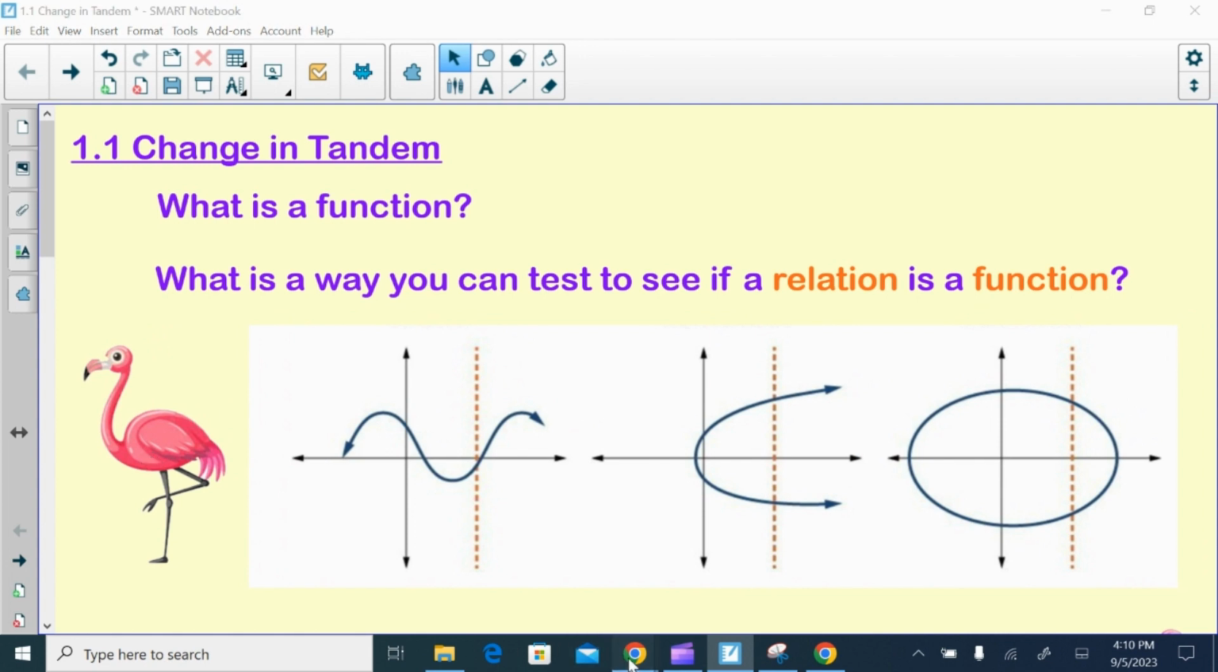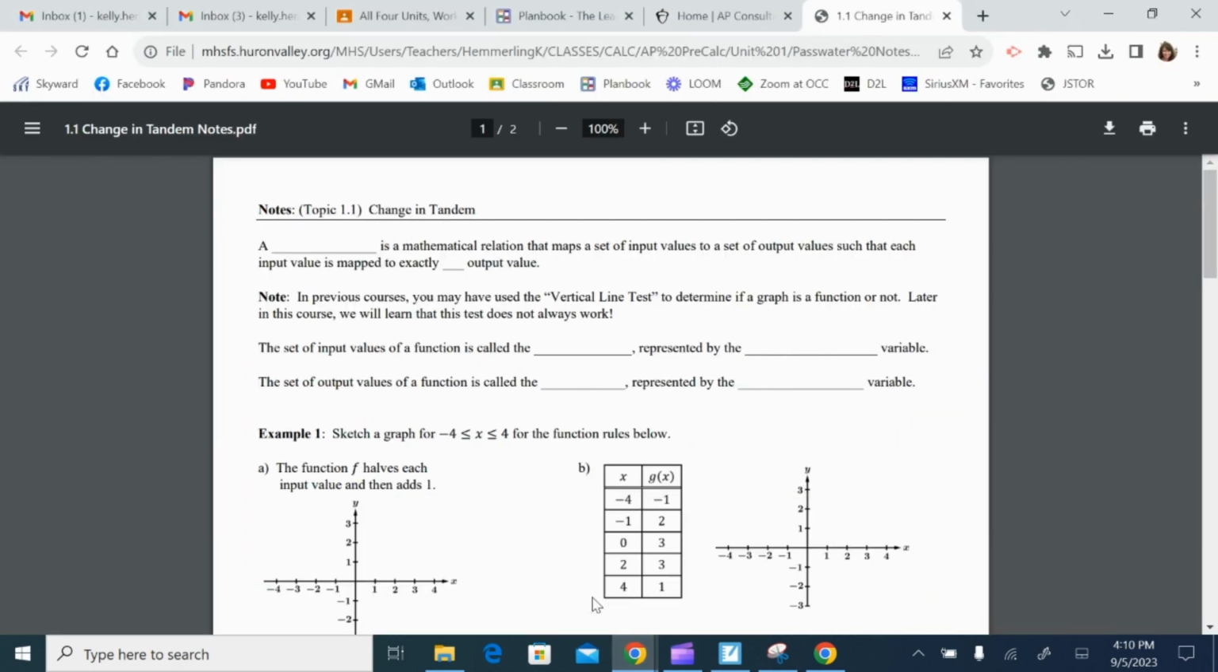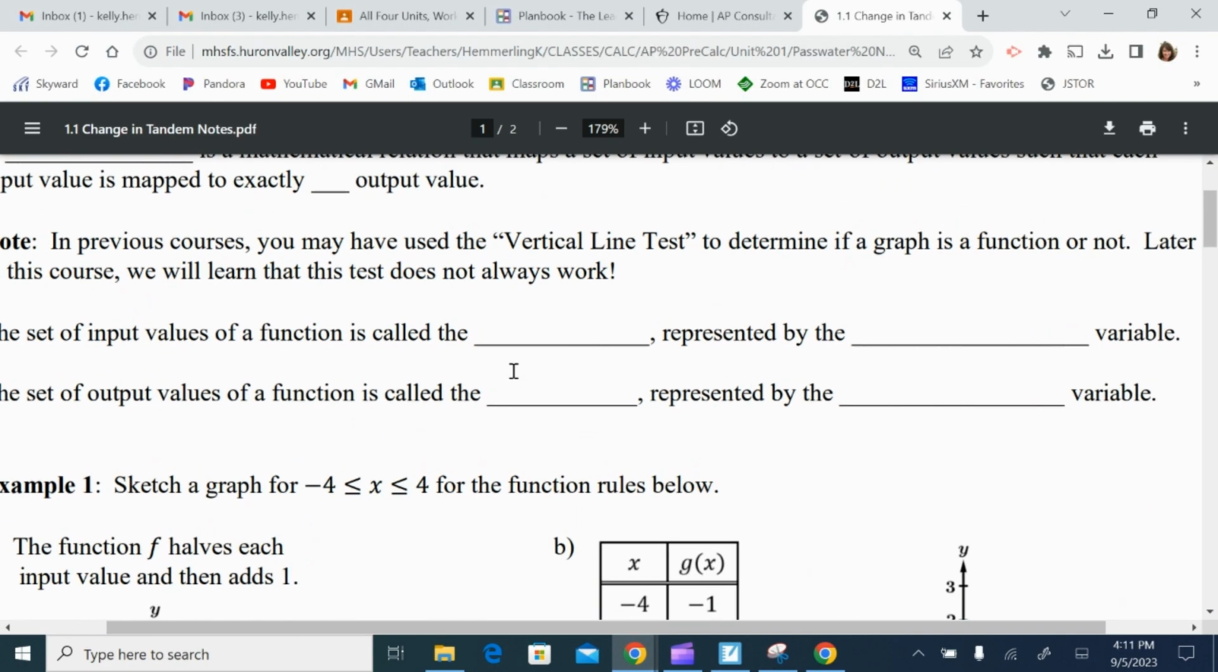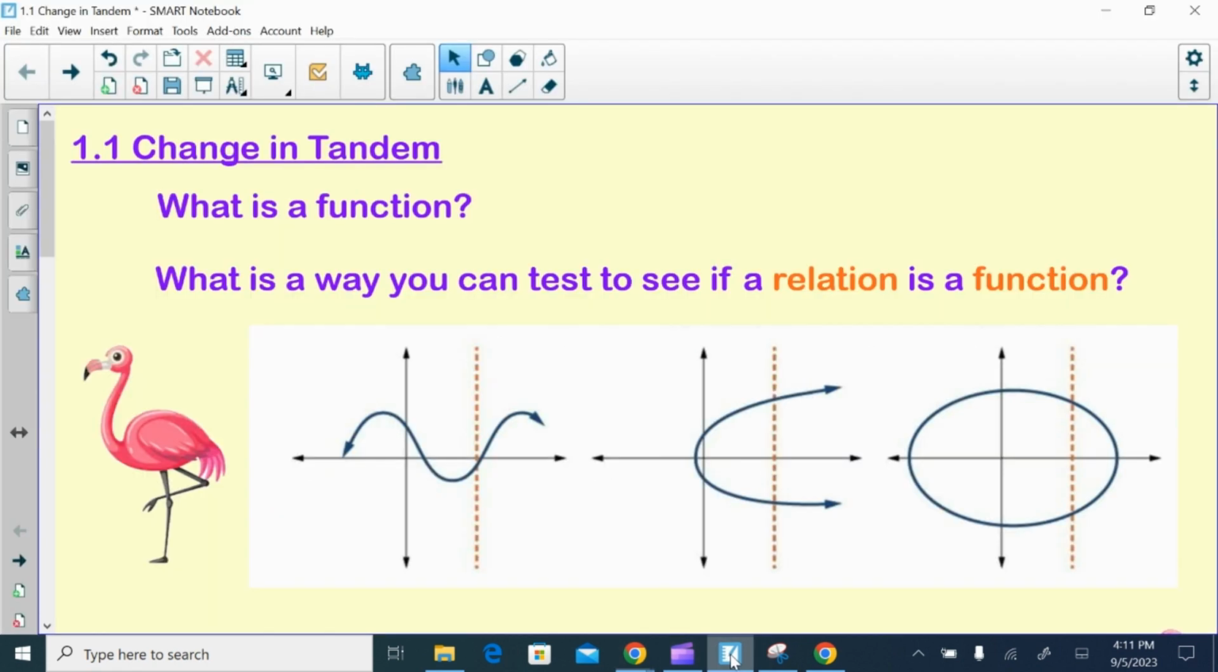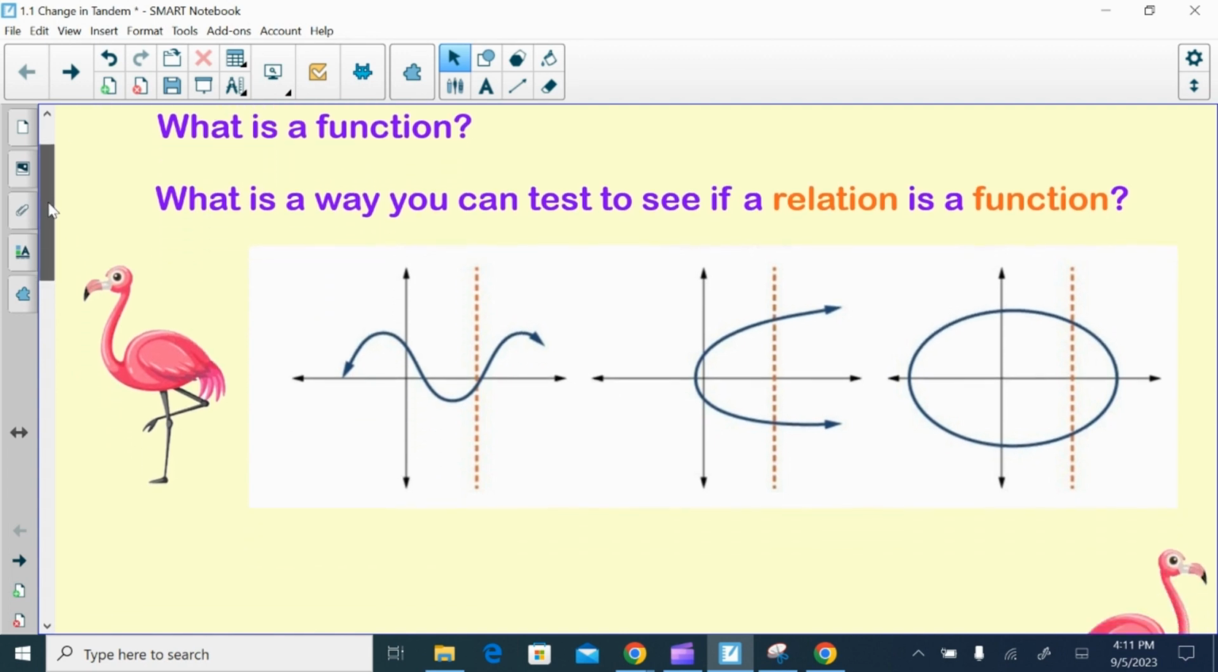Now, if I go back to Brian's notes, it's important to remind the students that the vertical line test may not always work. That's the note here. And so I'm going to pop back here. So you're reminding the students what is a function, reminding them of the vertical line test, and that was a way that they could test to see if a relation was a function.